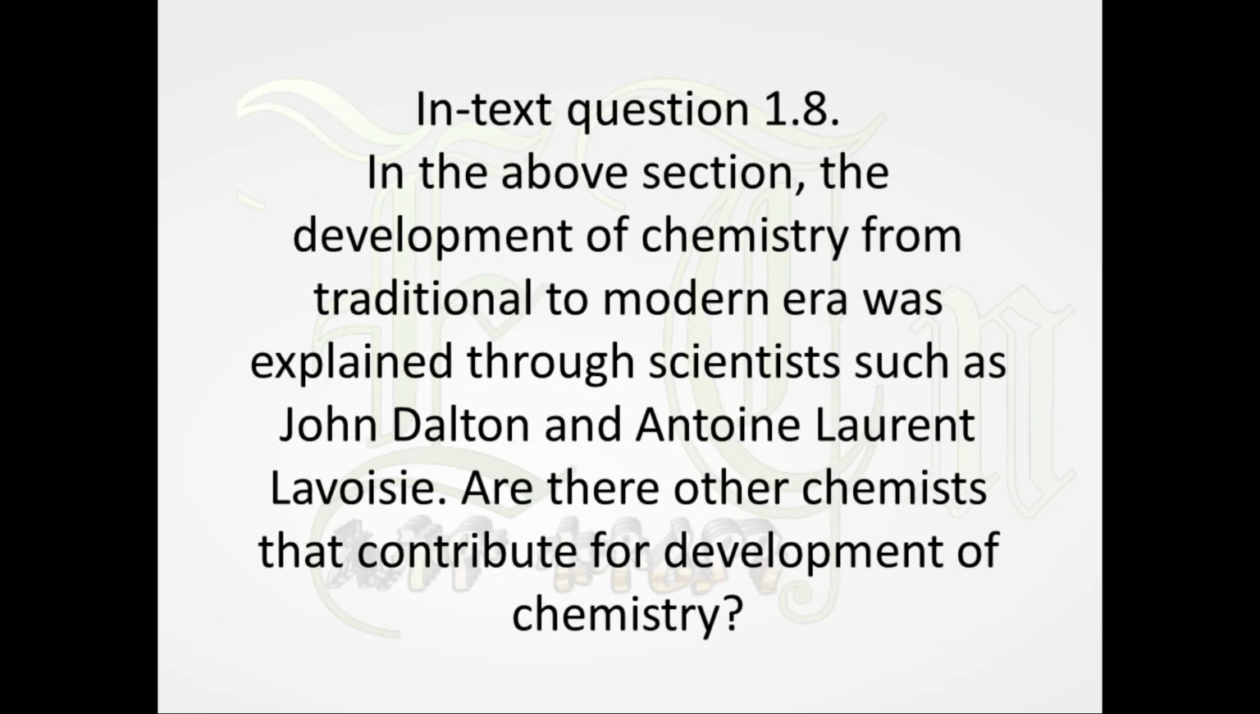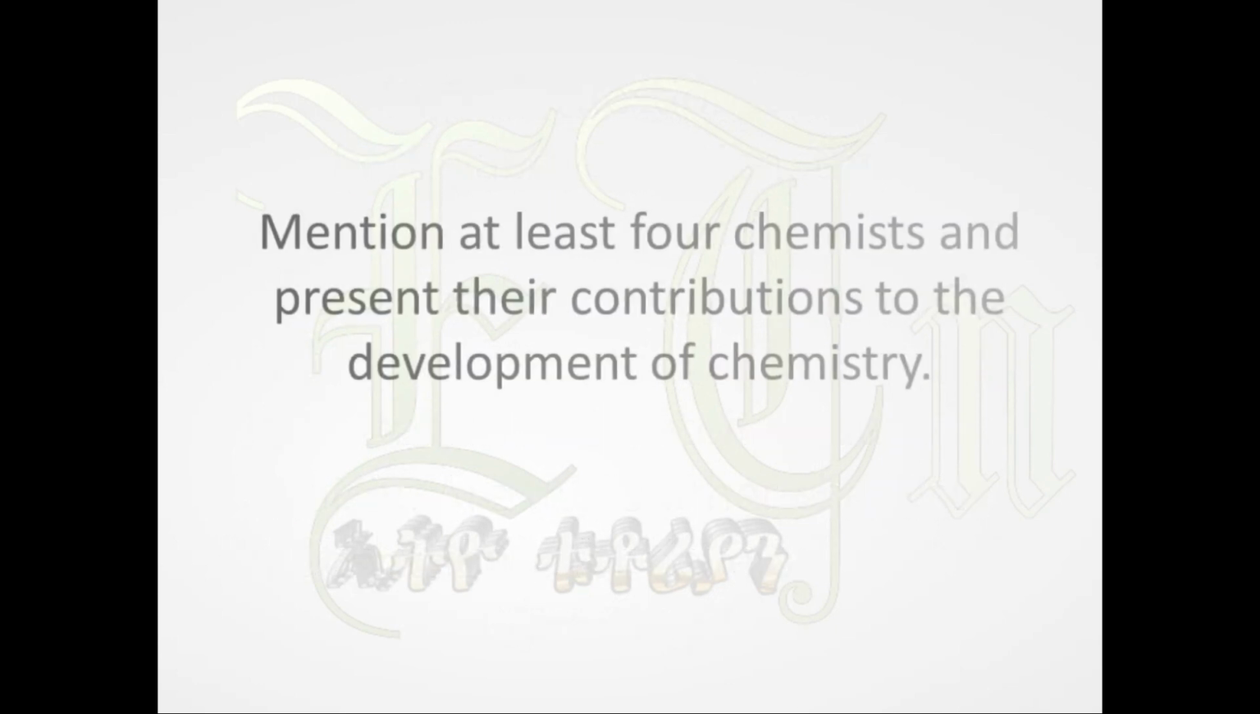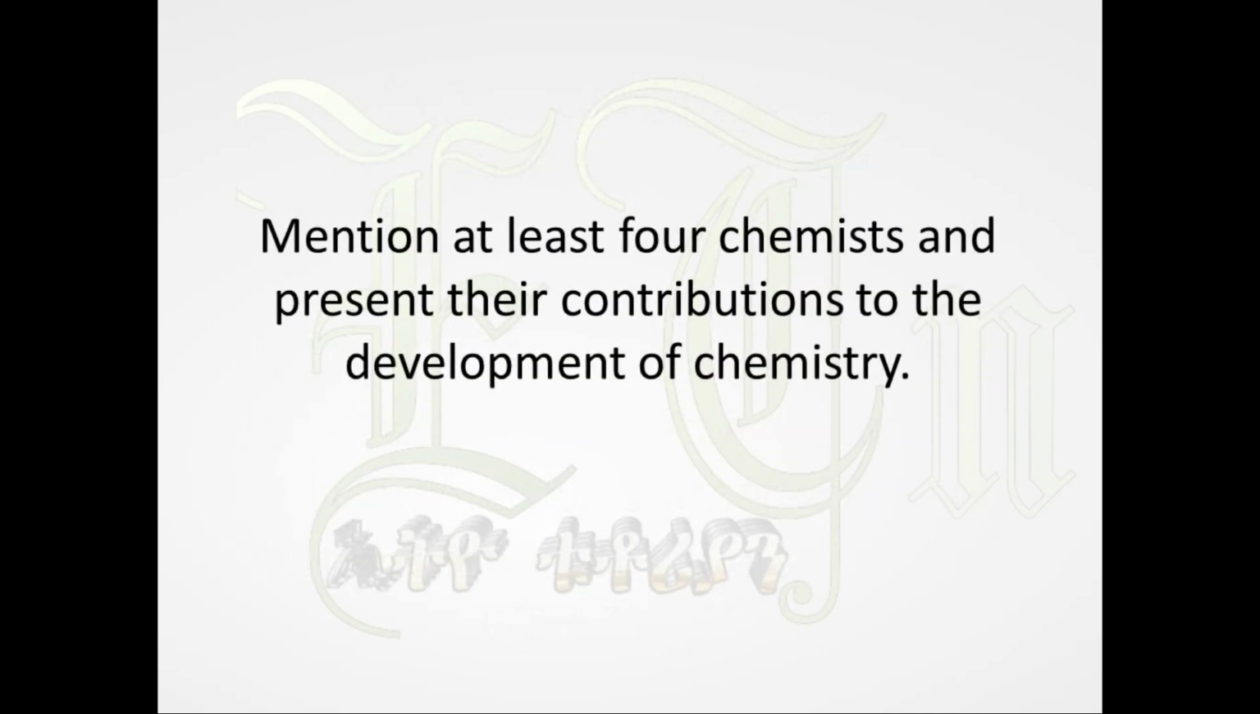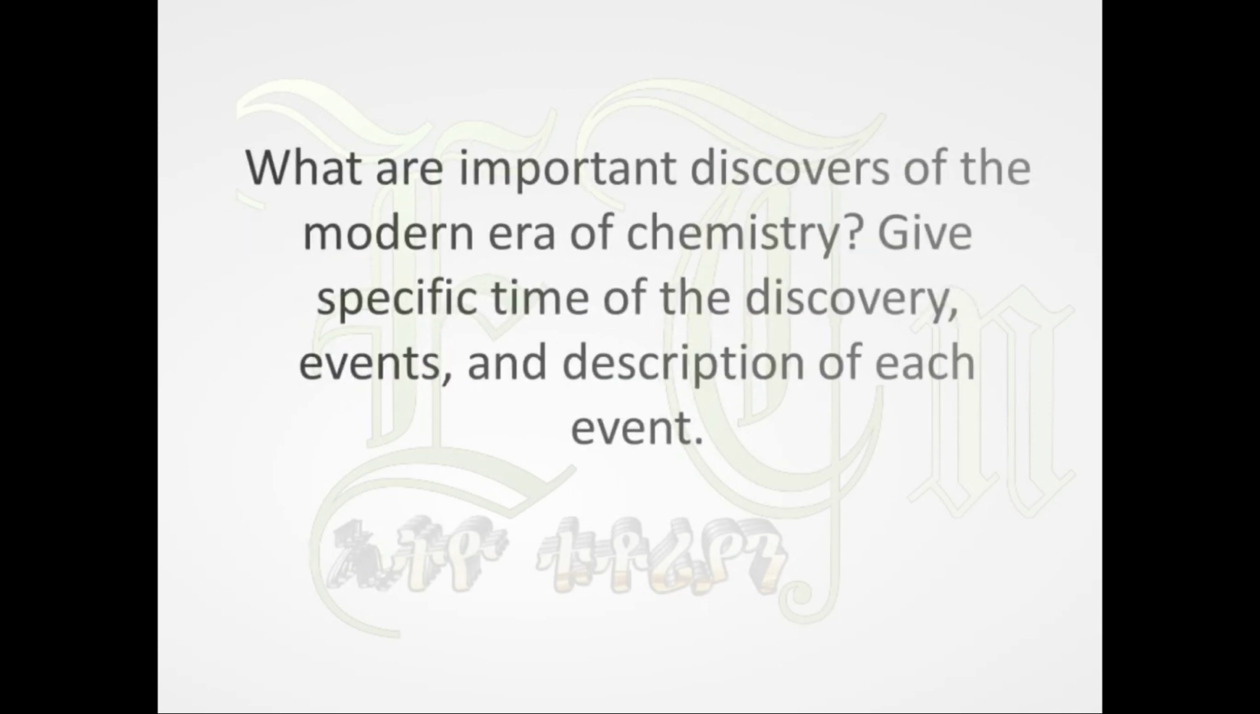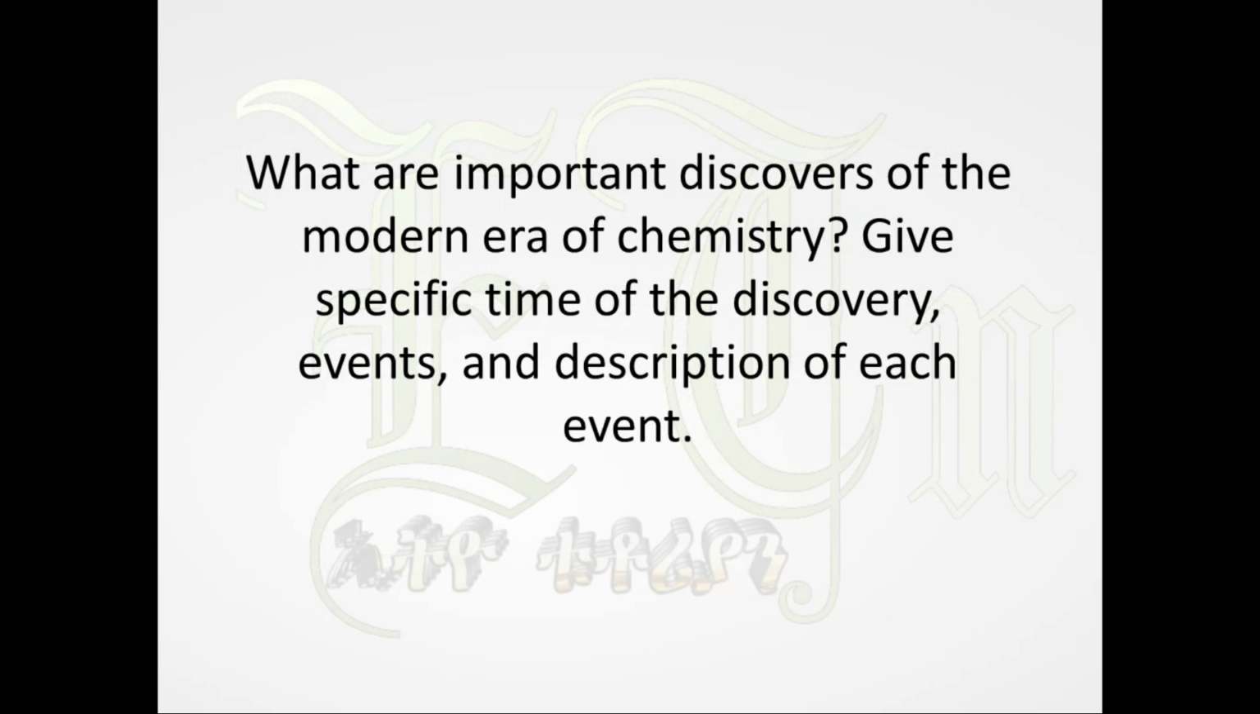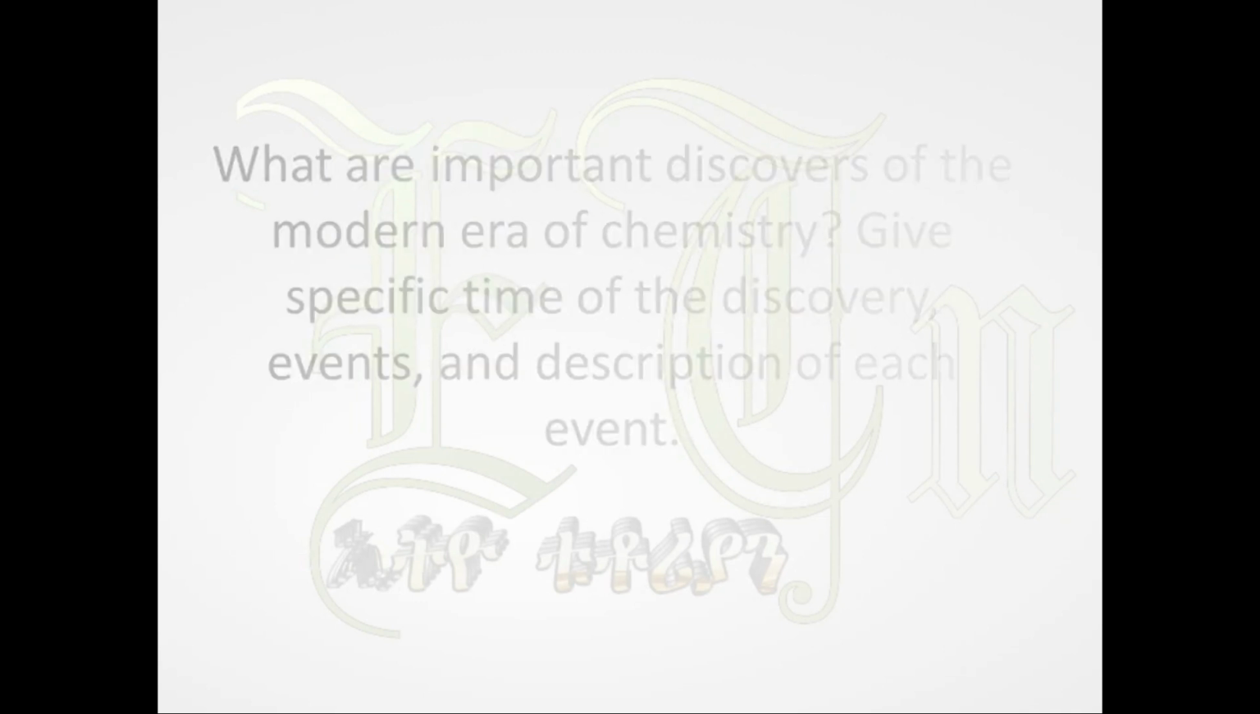In the above section, the development of chemistry from the traditional to the modern era was explained through scientists such as John Dalton and Antoine Lavoisier. Are there other chemists who contributed to the development of chemistry? Mention at least 4 chemists and present their contributions to the development of chemistry. What are important discoveries of the modern era of chemistry? Give the specific time of the discovery, events, and a description of each event.